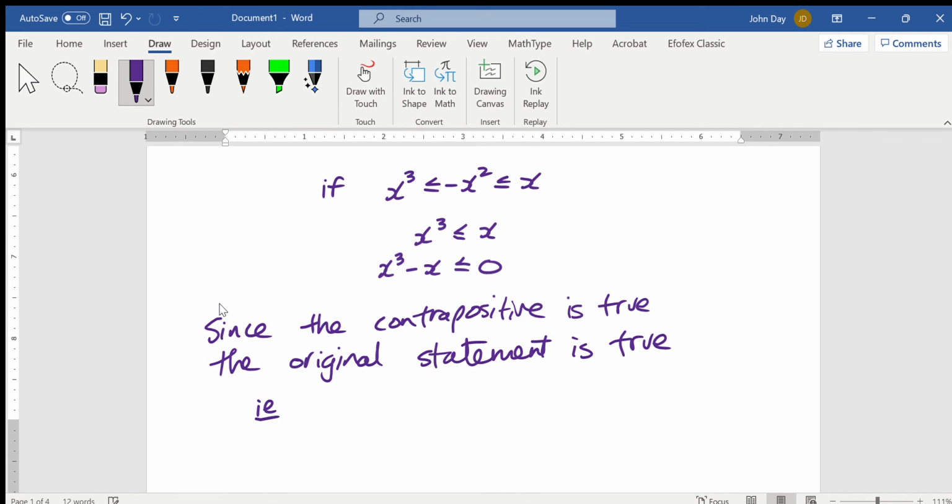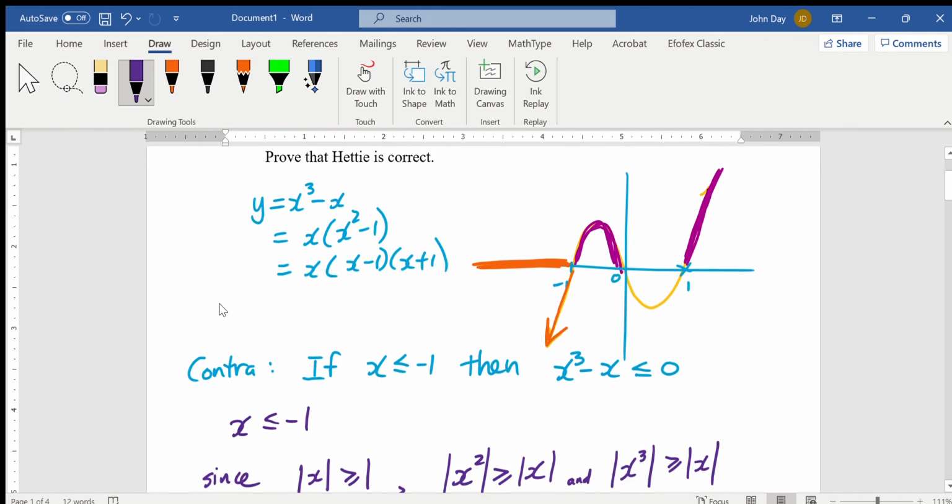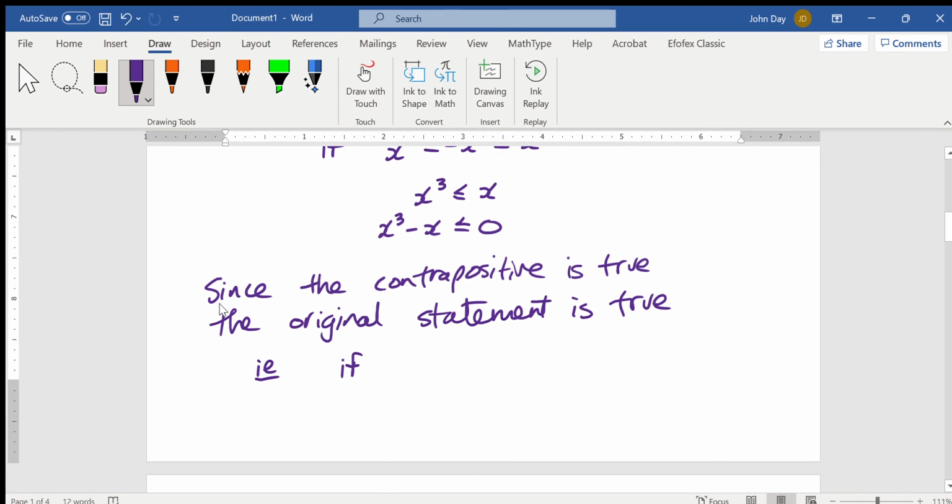I.e., the original statement is that if the picture is bigger than 0, then you must be bigger than minus 1. If x cubed minus x is bigger than 0, then x has got to be bigger than minus 1.